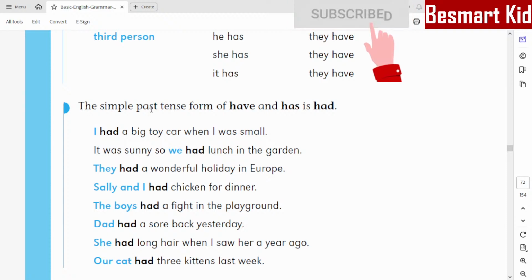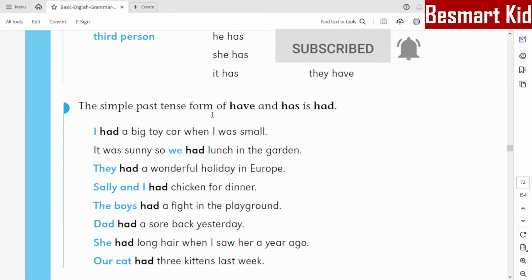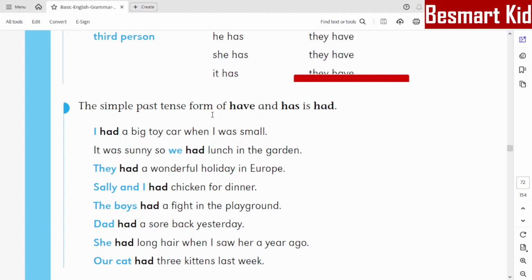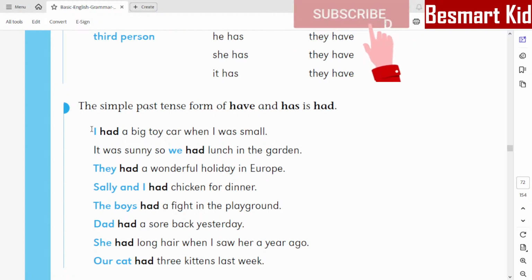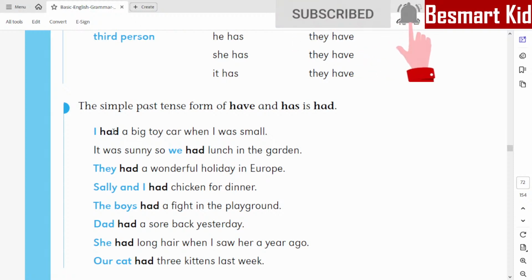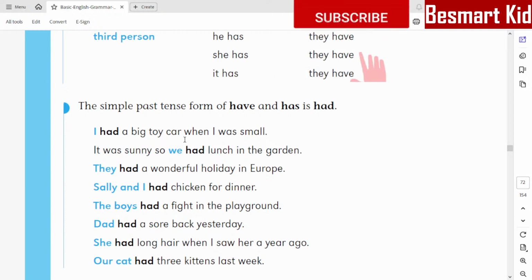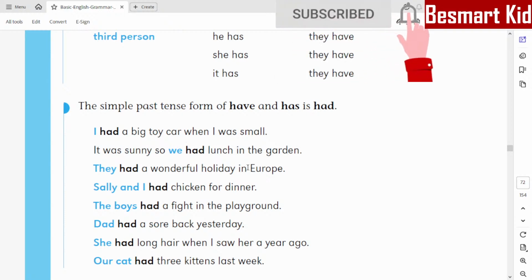The simple past tense form of have and has is had. I had a big toy. I had a big toy car when I was small. It was sunny, so we had lunch in the garden.